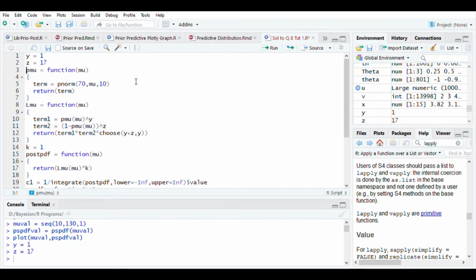So I have written a user defined function, a very simple function, which computes the CDF of the normal distribution at point 70 with mean mu and standard deviation 10. So I am calling it p(mu). You can read here. So let us run this.